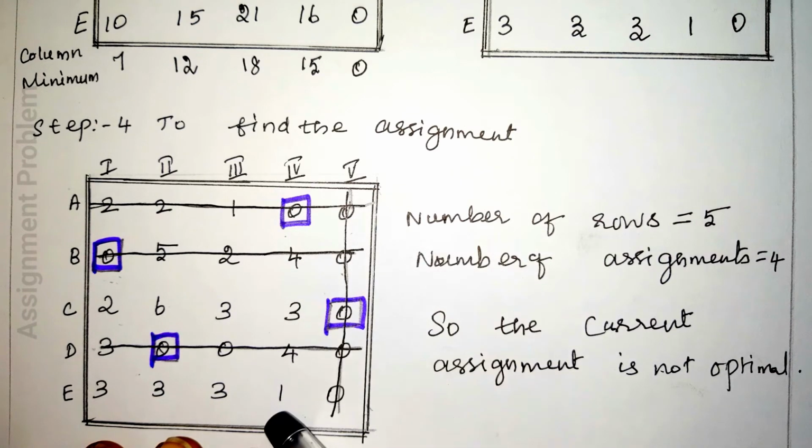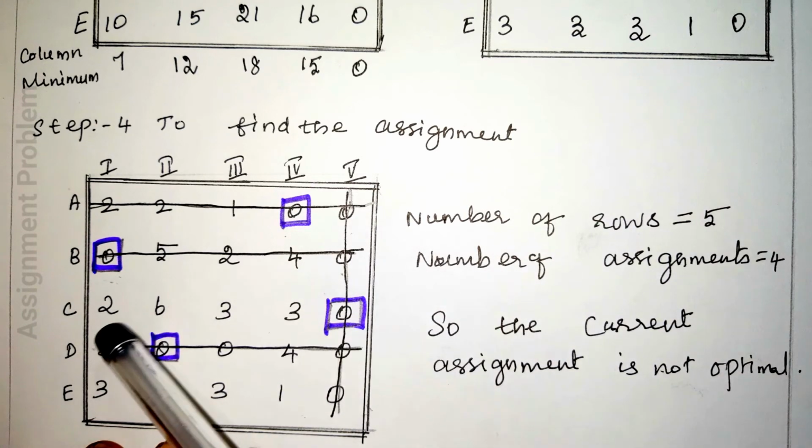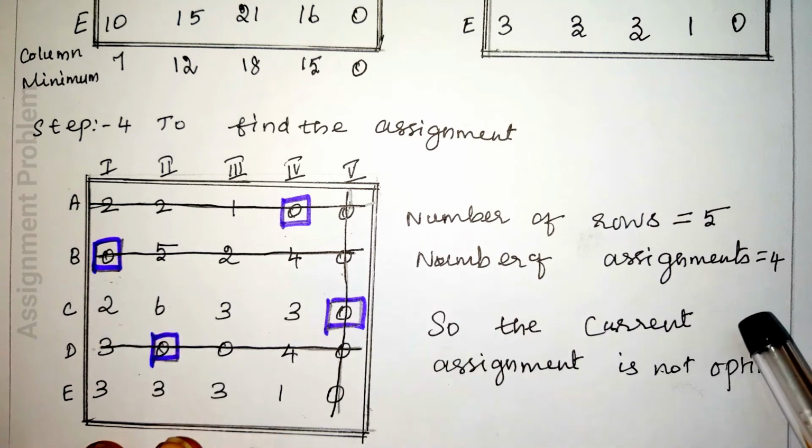Here number of rows is equal to 5, number of assignments is equal to 4. So the current assignment is not optimal. So we have to find the new cost matrix to get the optimum assignment. For that we have to follow some procedure.